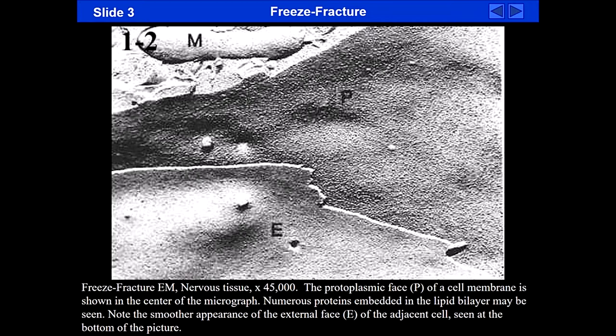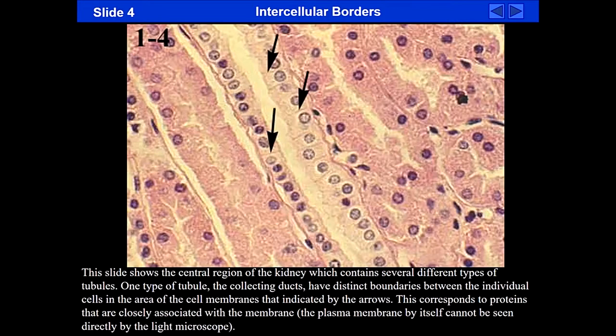Okay, so intercellular borders. Here is a section of what looks like kidney, and you can see this is actually collecting duct. We can see nucleus, cytoplasm, and very prominent intercellular borders. Now, these intercellular borders are not just the plasma membrane, because the plasma membrane would be too thin to show up in a light microscopic slide. What you have there is the plasma membrane with proteins bound to it, which have then stained up to show you these intercellular borders. But it depicts where the plasma membrane is in association with proteins. Any questions on this slide? Yes?